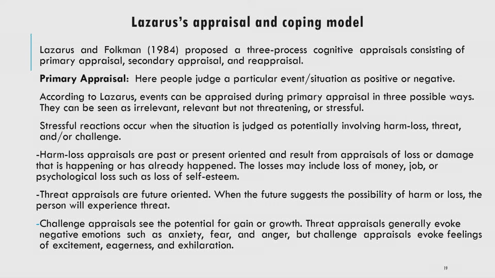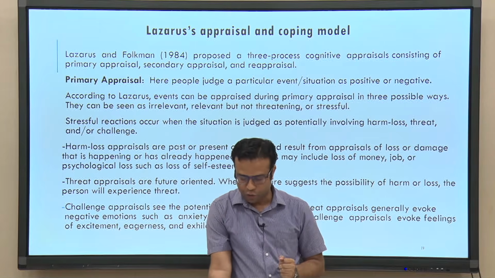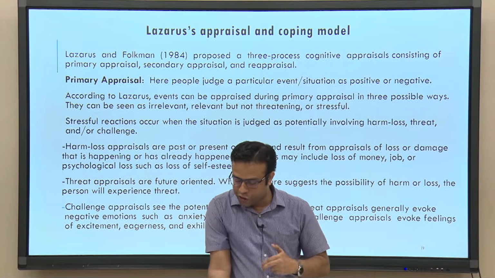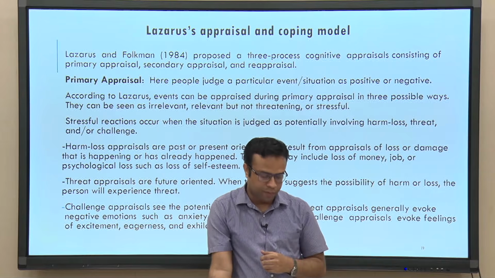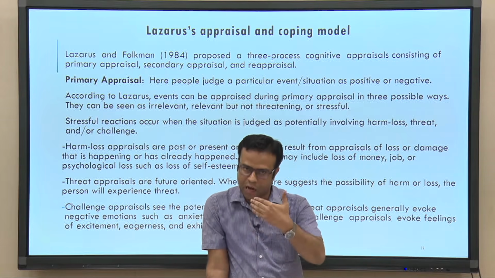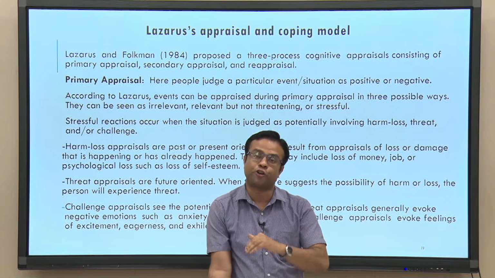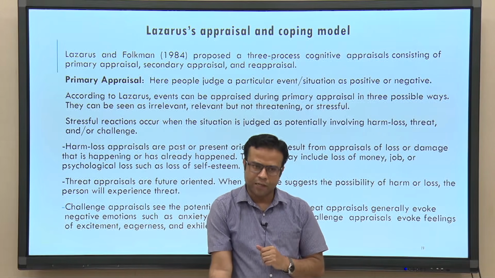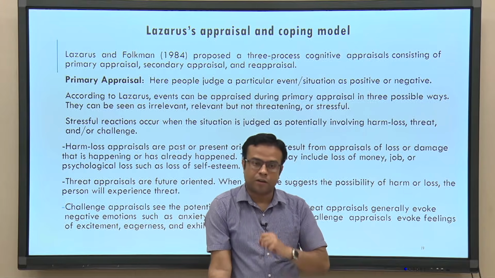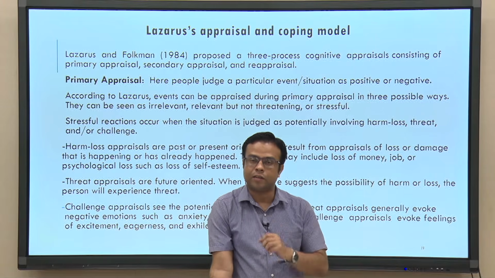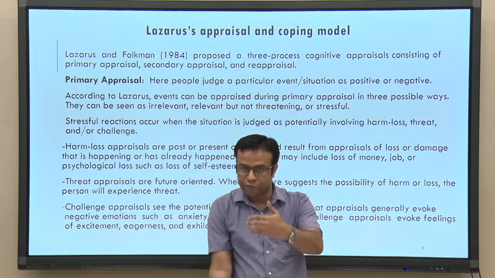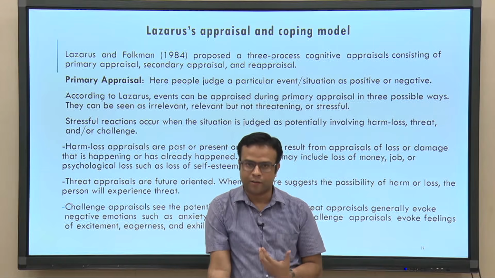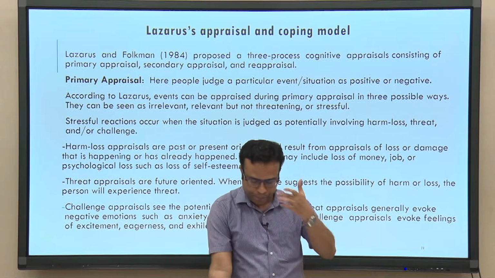Threat appraisal is mostly a future-oriented interpretation. When you see a future possibility of harm or loss, it is called a threat. For example, there is an upcoming presentation in your organization or job situation, and you may see it as a very threatening event, because if you interpret that a bad presentation may hamper your future possibility of promotion, then it will be a threatening event for you.